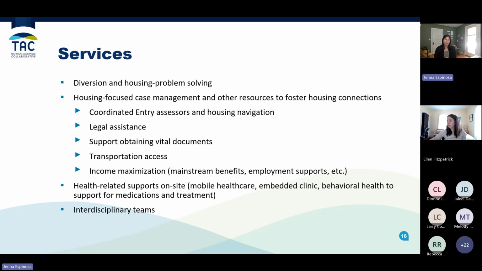One, because it reduces inflow, it helps people avoid the experience of having to stay in shelter and the difficulties of getting out of shelter and into permanent housing. So for many reasons, it's really important to have that as a service. Housing focused case management and other resources to foster housing connections.